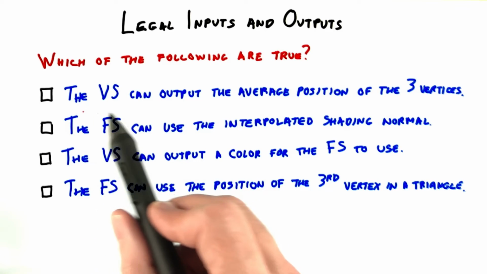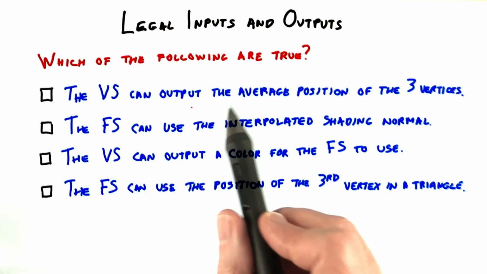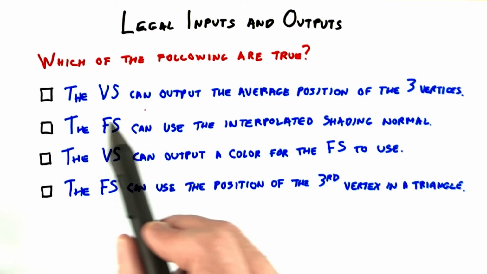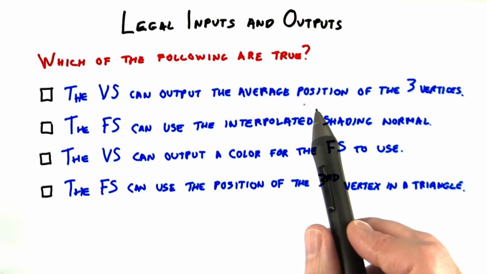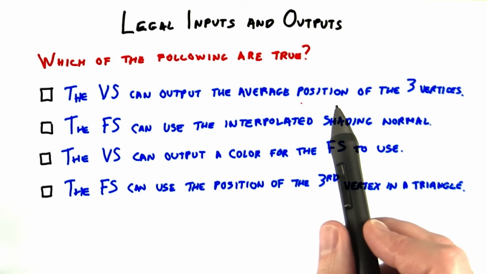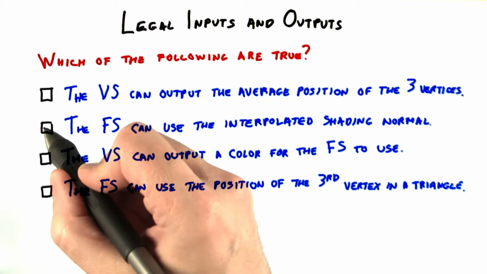The vertex shader only knows about a single vertex at a time. It normally doesn't know about the whole triangle. So this statement is false. The vertex shader is given just one vertex at a time, so has only its position. The second statement is true.